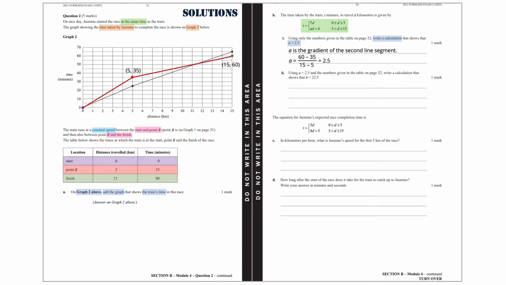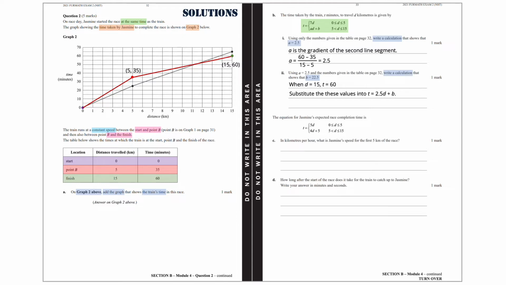Part 2. Using A equals 2.5 and the numbers given in the table on page 32, write a calculation that shows that B equals 22.5. When d equals 15, t equals 60. We are now going to substitute these values into the second part of the equation, which is t equals 2.5d plus B. We are using this branch because d equals 15.